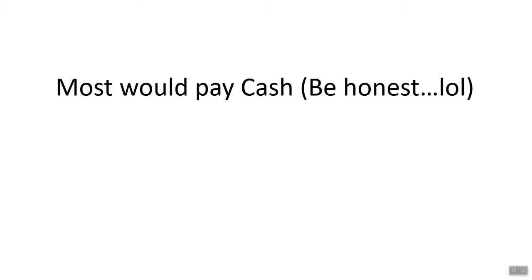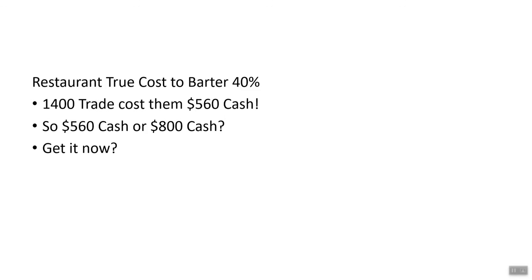Most would pay cash. Let's keep it real, because a lot of people say, hey, things are inflated. I can go buy this for $800. I'm not spending $1,400 trade on this thing. But let's look at it a little further. The restaurant's true cost to barter was 40%. So $1,400 in trade actually only cost them $560. We're multiplying the $1,400 by 40%, and that gives us $560 cash.